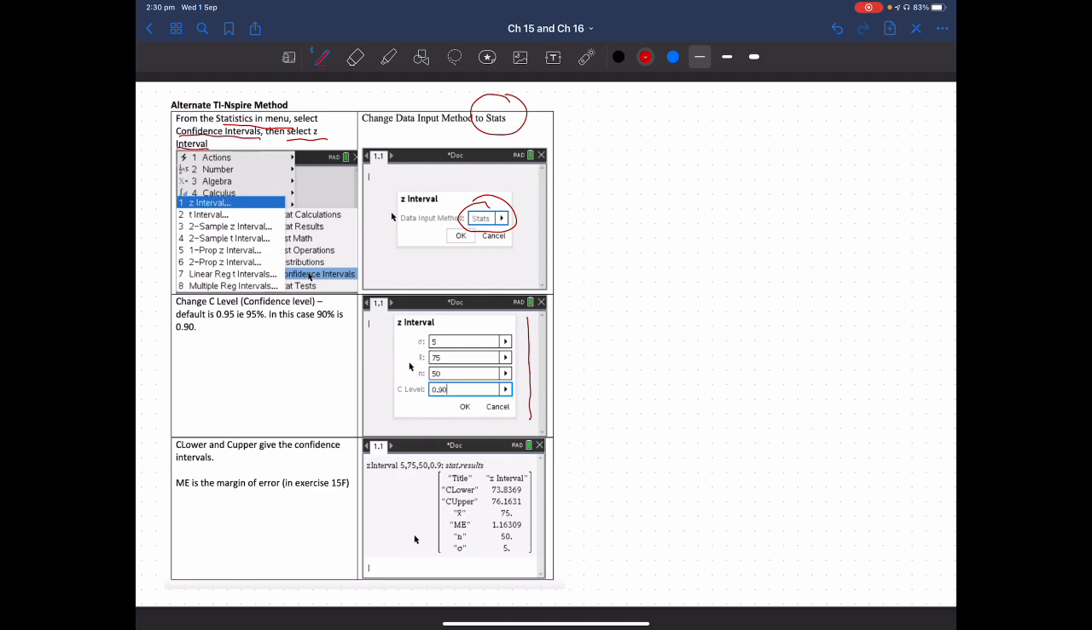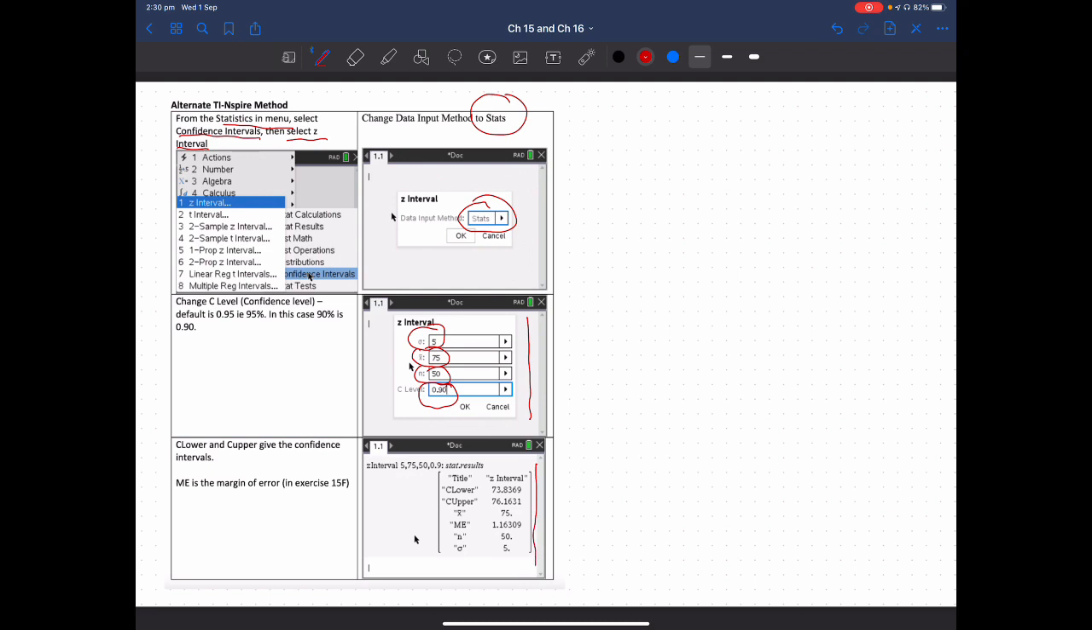It says change C level. That C stands for confidence, the confidence level. So the confidence level we want to be 0.90. We had our population standard deviation of 5. We had our sample mean of 75, and we had our sample size of 50. So it is just filling in numbers into a dialog box. When we click OK, what we get is an answer that looks like this.